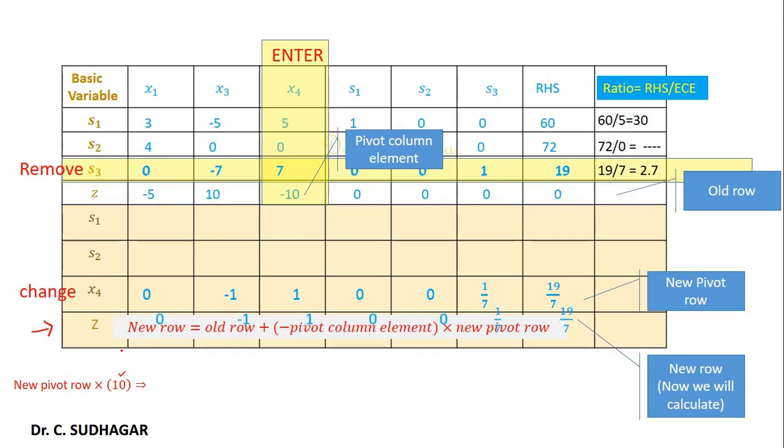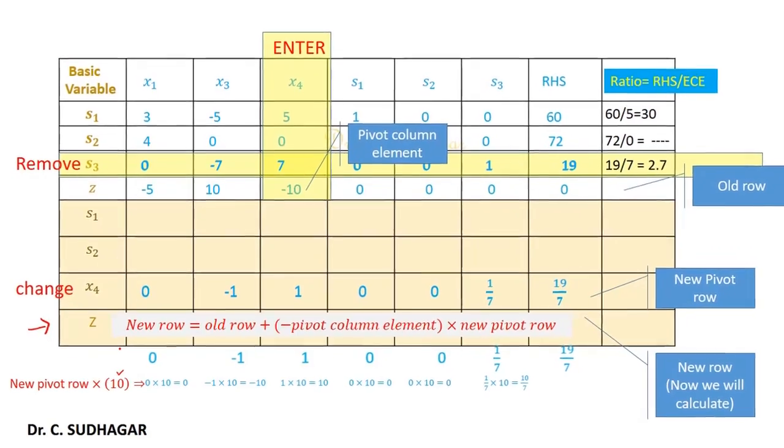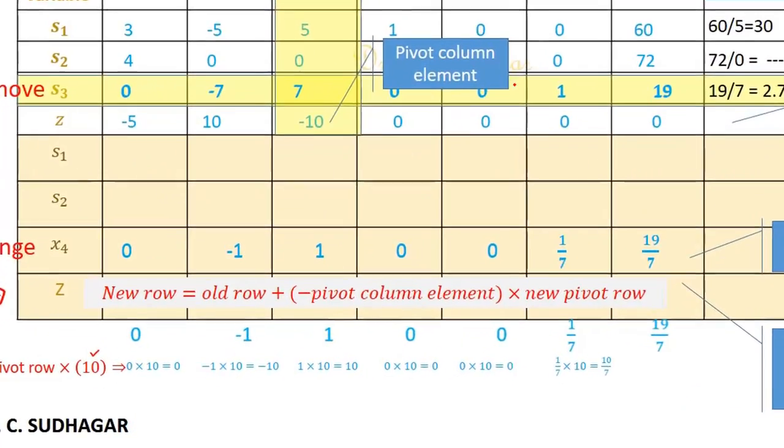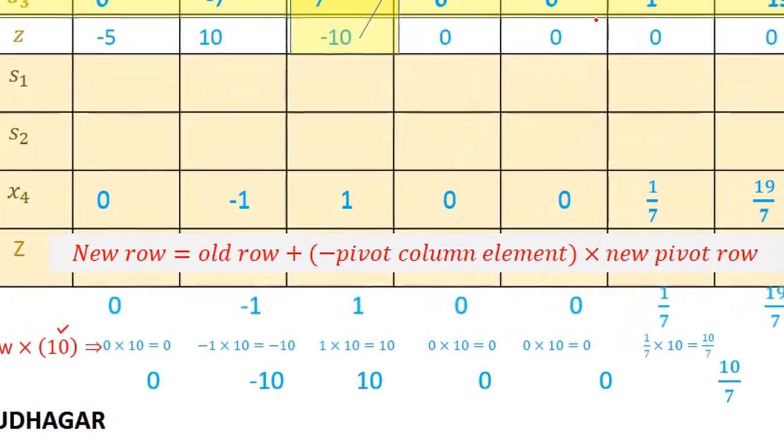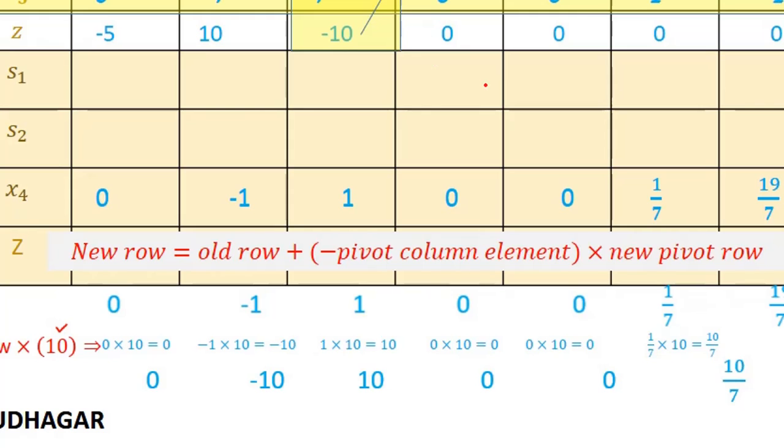Now take the pivot row elements. This is the new pivot row elements: 0, minus 1, 1, 0, 0, 1 by 7, 19 by 7. Multiply all of them by 10. So when you multiply all of them by 10, you get 0 into 10, minus 1 into 10. Just multiply them. This is going to be the answer for us: 0, minus 10, 10, 0, 0, 10 by 7.